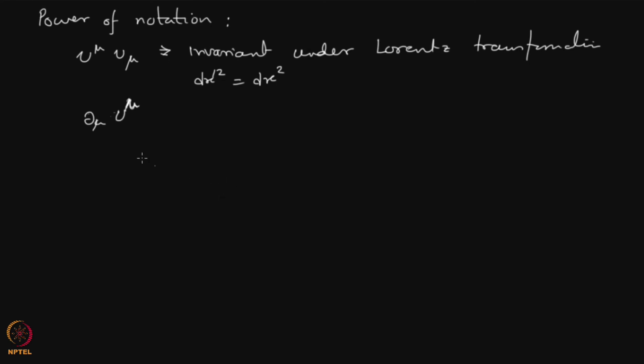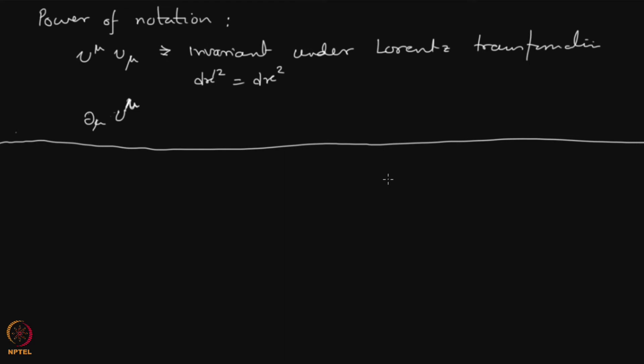Now let us proceed further. So we have already written down the solution that x prime mu is lambda mu nu x nu plus a mu. This is your coordinate, and then we are looking at the constraints coming from this relation, that dt prime square minus dx prime vector square should remain as dt square minus dx vector square. There should be a prime here. That's dx prime square is equal to dx square, and this will put some constraints on lambda mu nu.